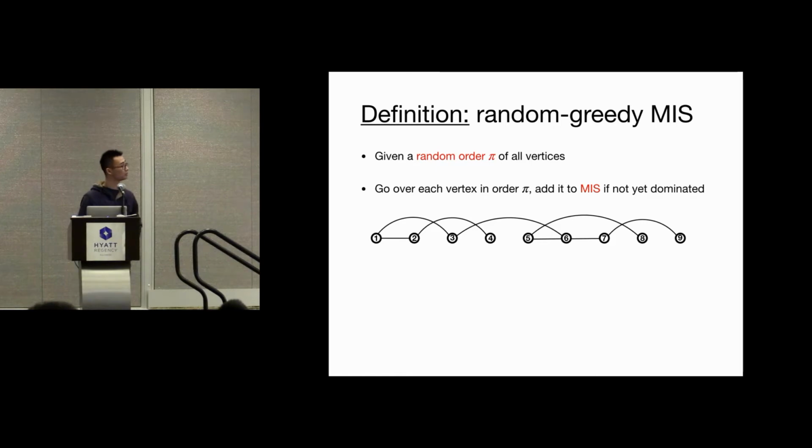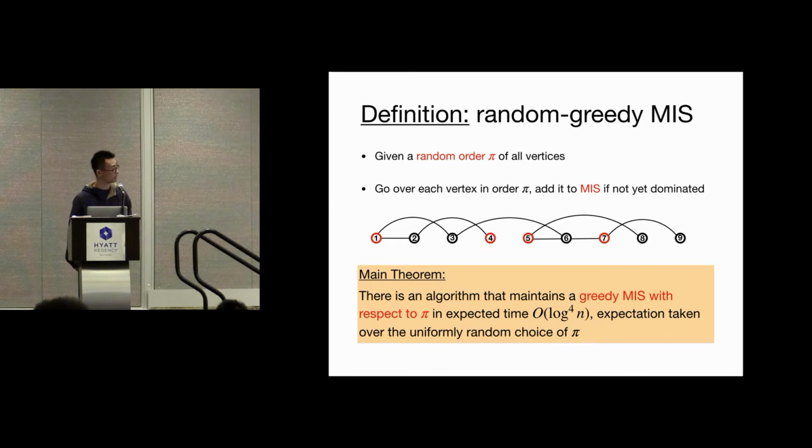Similar to the previous group, we also need to define the notion of random greedy MIS. Suppose we are given a random order pi over all of the vertices. We go over each vertex in this order pi and add it to the MIS if it is not yet dominated by previous MIS vertices. For example, in this graph, we would add the first vertex and then the fourth, the fifth, and the seventh vertex to this greedy MIS. So the main theorem says we can maintain a greedy MIS with respect to pi with expected polylog time.